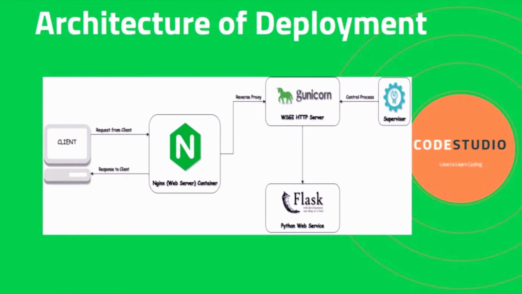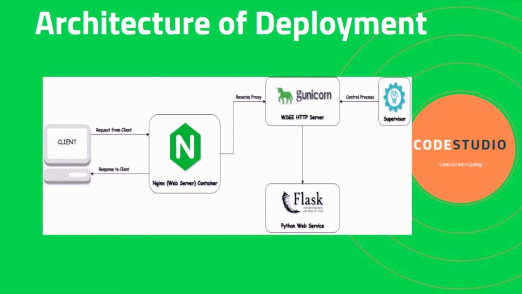So here is the architecture of this deployment, where the client could be a web browser or mobile devices, etc. And Nginx will act as a web server and a reverse proxy. This means Nginx will sit between your Flask application and the external client and forward all your client requests to the running Flask application.